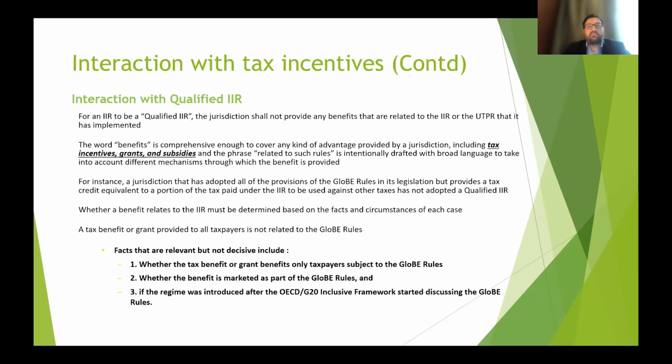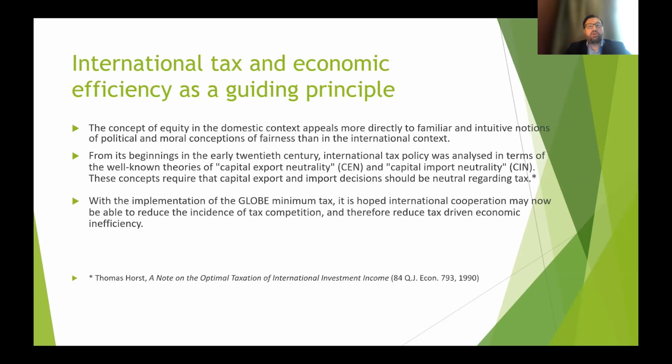Next slide, please. And so given the dominance of equity over efficiency in the development of modern income tax, it might surprise many that in the international tax context, efficiency has really tended to dominate. And that's really from the beginning, as I've mentioned, it's the theories of capital export neutrality and capital import neutrality which have really driven the GLOBE rules and the construction of the international tax system.